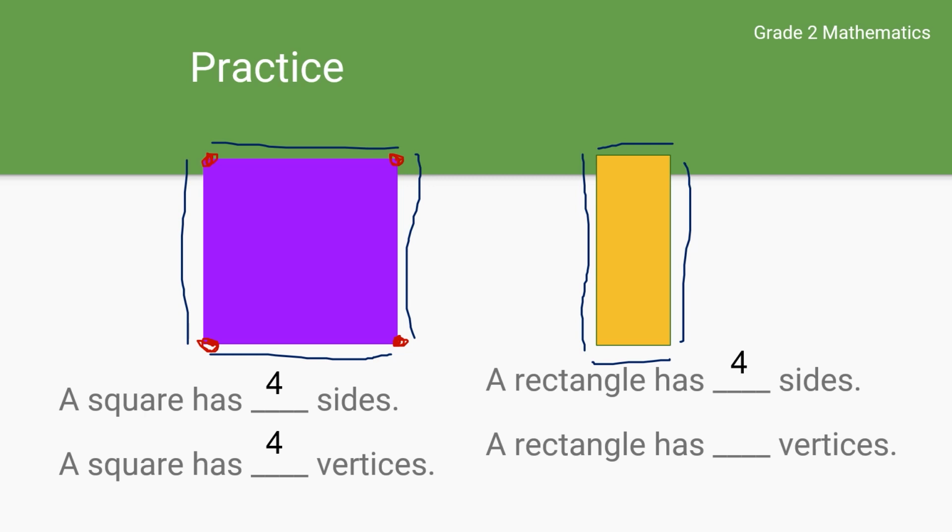How many vertices did you count? A rectangle has 4 vertices. Let's count them. There's 1, 2, 3, 4. A rectangle has 4 vertices.